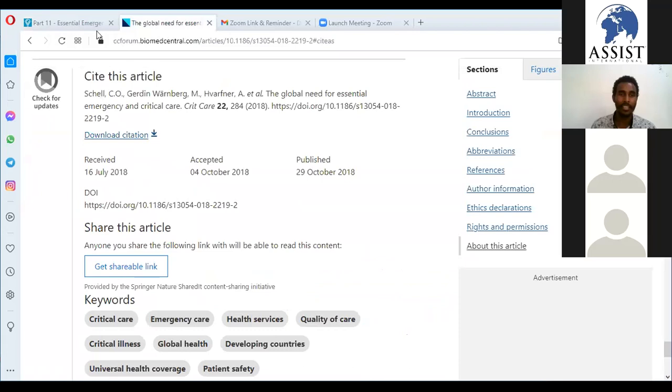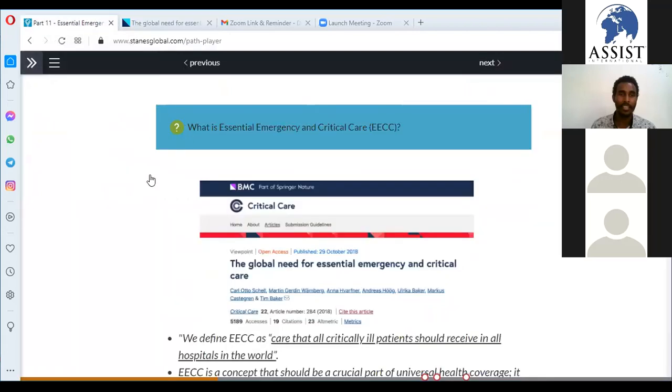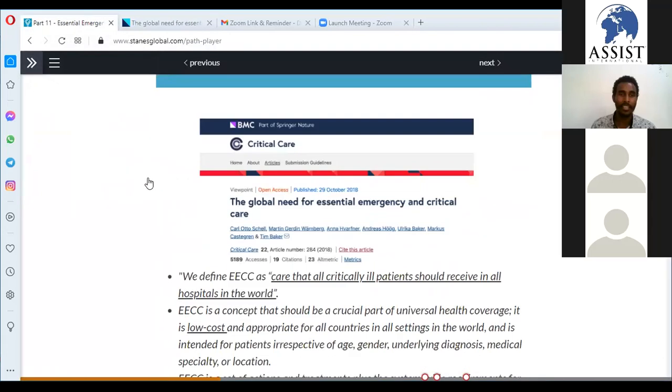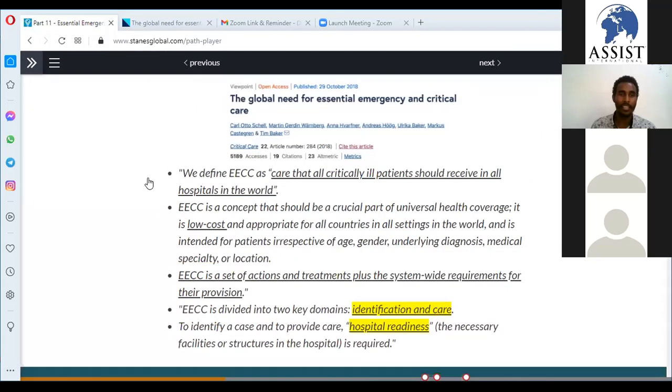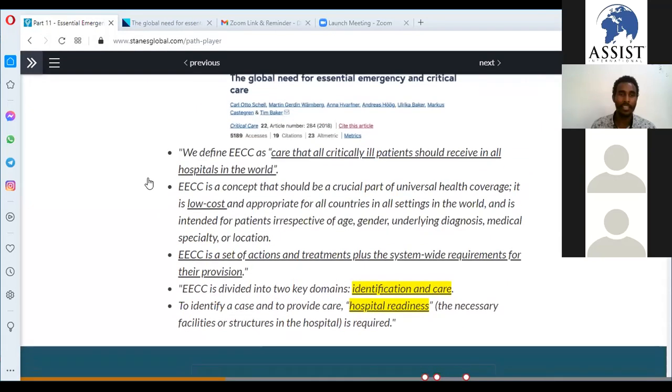So essential emergency critical care is defined as care that all critically ill patients should receive in all hospitals in the world. As the name implies, it is essential. So this should be available for all patients in all parts of the world, in all hospitals. This is a concept that has a place in universal health coverage.